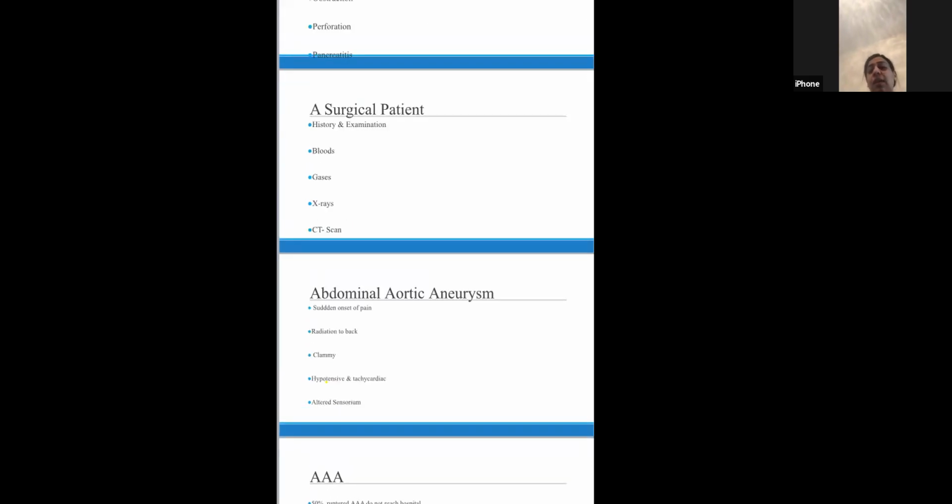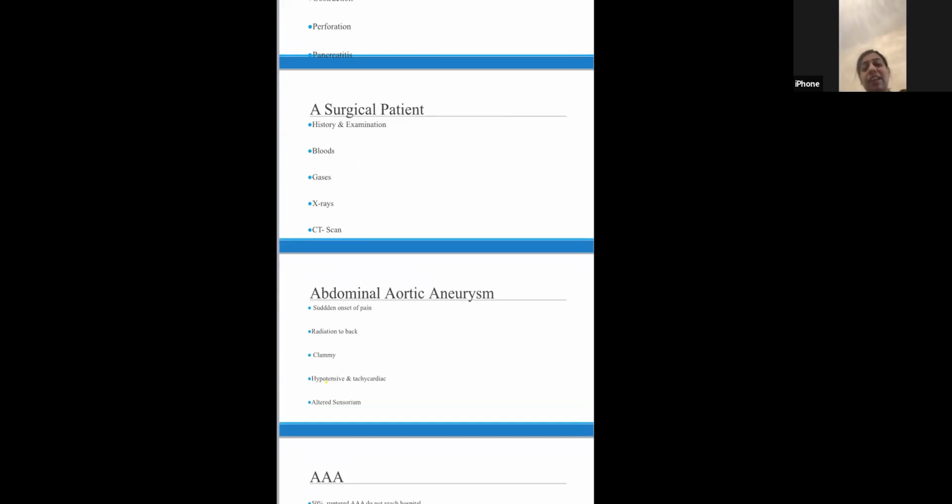So I'll start off with abdominal aortic aneurysm. We all know that these patients are a bit of a middle age group, and generally they have some cardiovascular comorbidities. And they present with sudden onset of pain. It doesn't necessarily need to be abdominal pain. It can be back pain, and it is usually quite severe, not something that is just resolved with a dose of paracetamol or a touch of codeine.